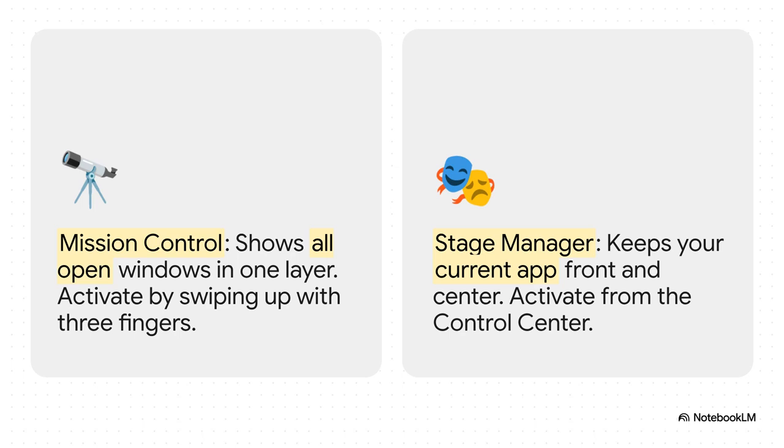Mission Control, you get to it by swiping up with 3 fingers, gives you this bird's eye view of everything that's open. It's perfect for finding that one window you lost. Stage Manager, on the other hand, is all about focus.